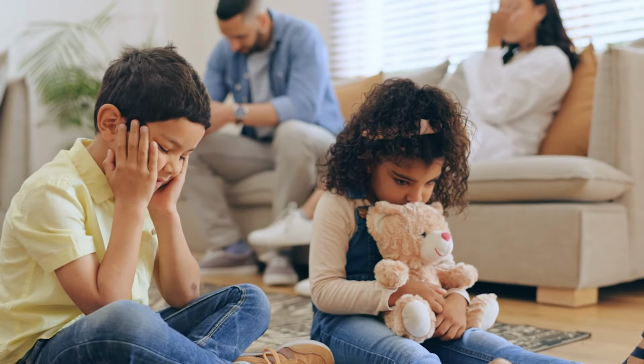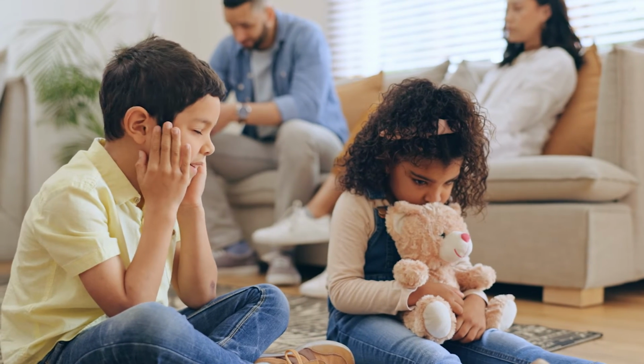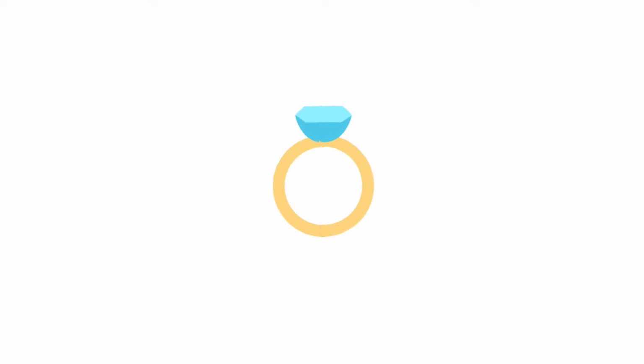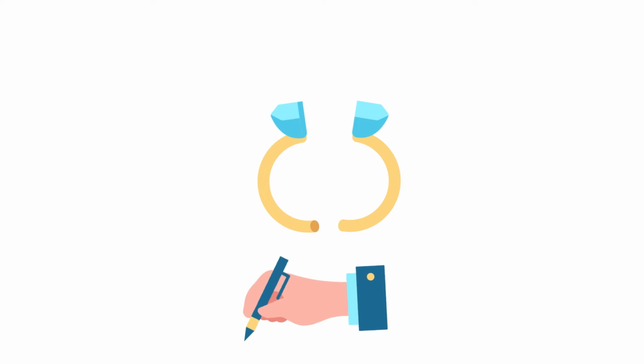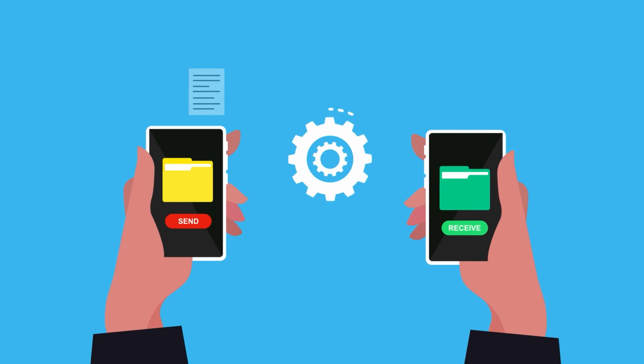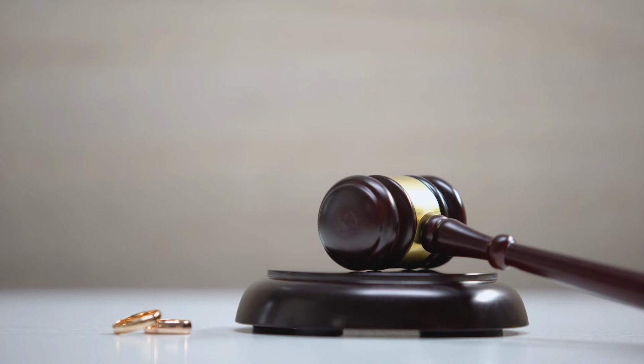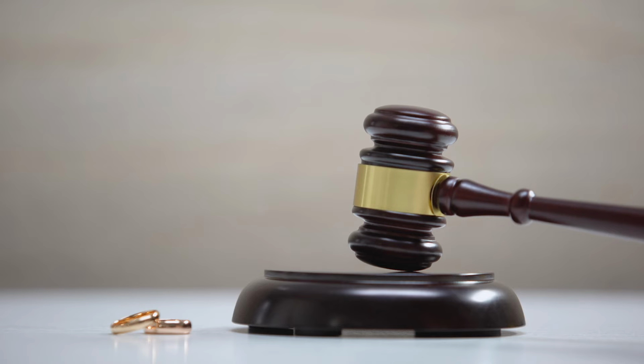Let's consider a real-life scenario. To put these steps into context, imagine a married couple with children who have decided to divorce. They initiate the process by filing a petition for divorce, and the responding party files a response. Temporary orders are put in place to address immediate concerns. The parties exchange information during the discovery phase and attend mediation to reach an agreement on child custody and support. Finally, the final decree of divorce is issued, formalizing the divorce.